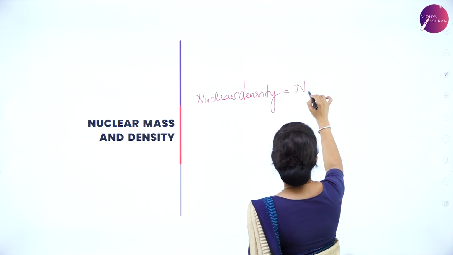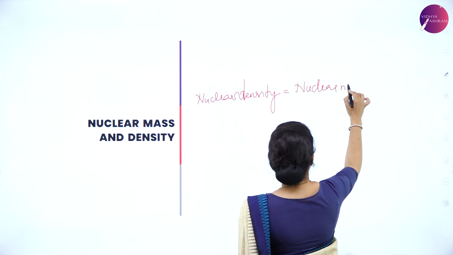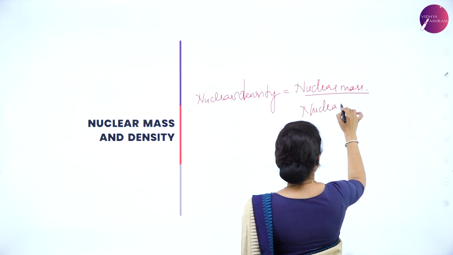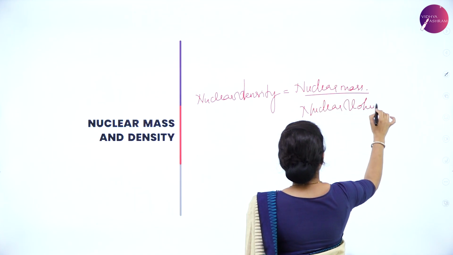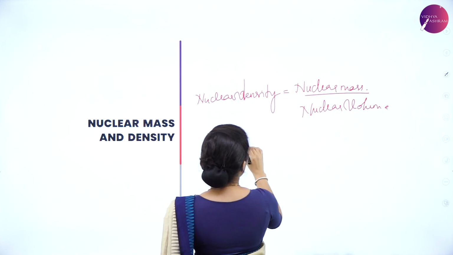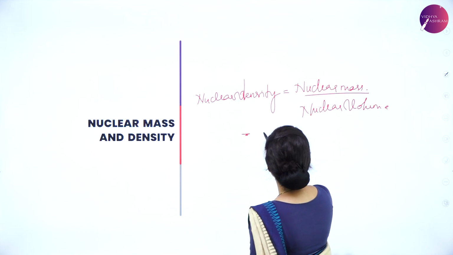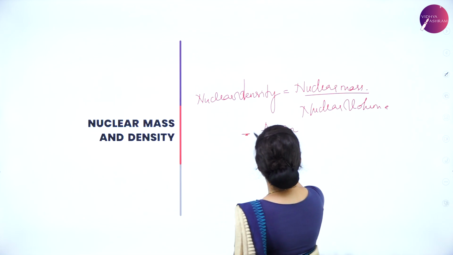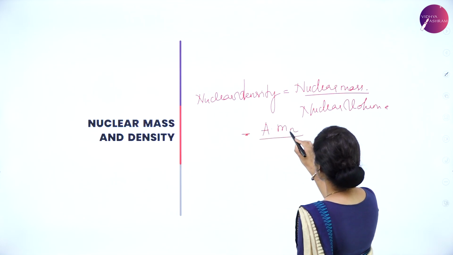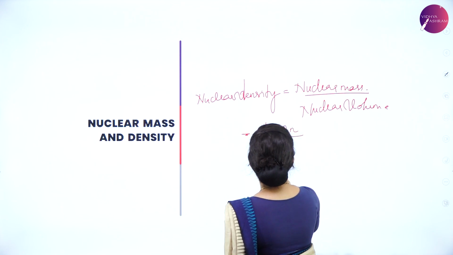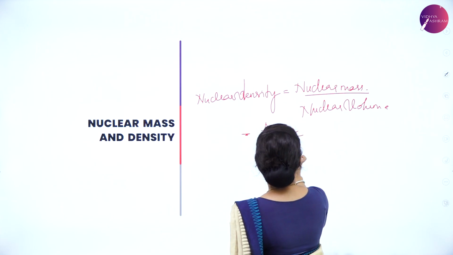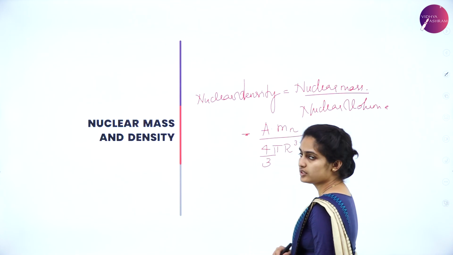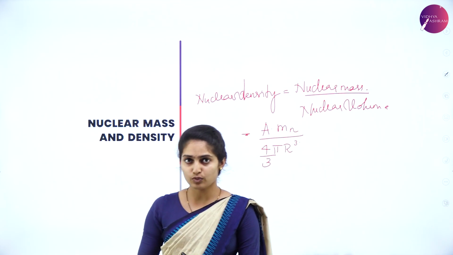So it is nuclear mass by nuclear volume. So nuclear density is nuclear mass by nuclear volume. Nuclear mass is A into Mn, because A is the mass number, which corresponds to the mass of the nucleon. Nuclear volume is 4 by 3 pi r cube. So this holds good for the nuclear volume.